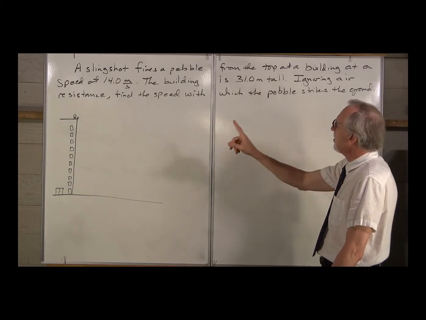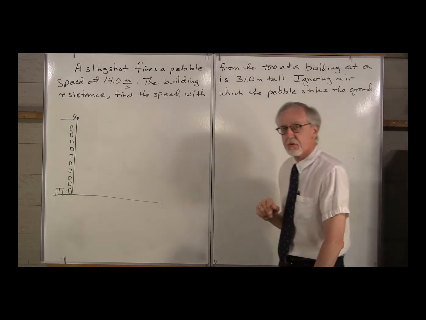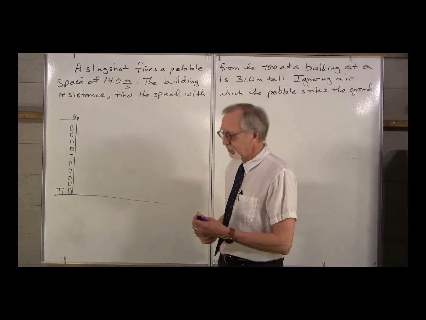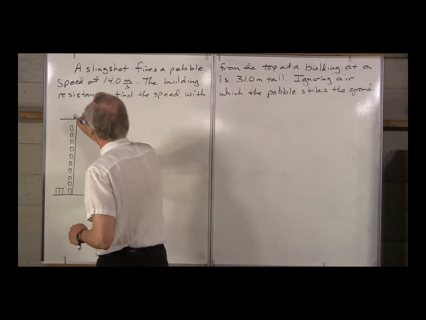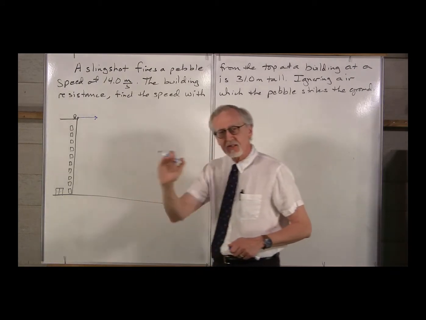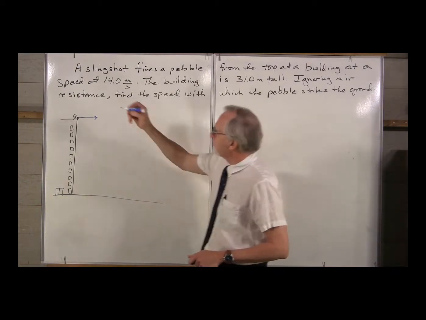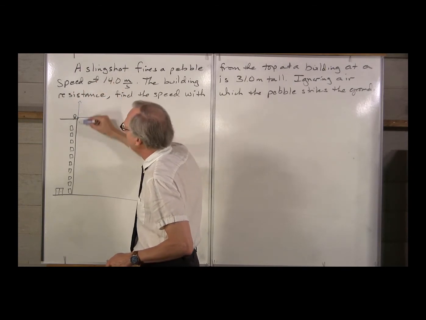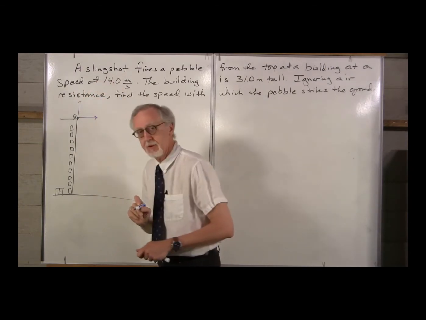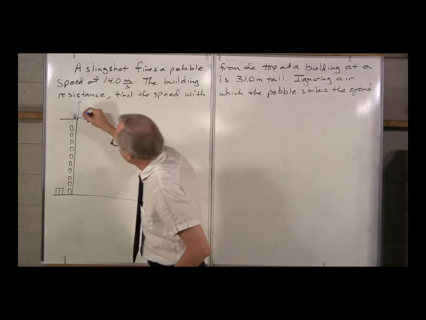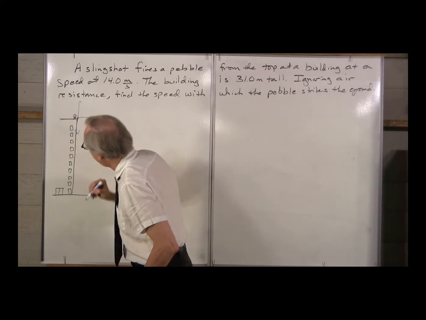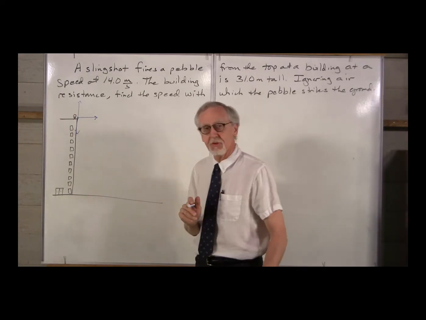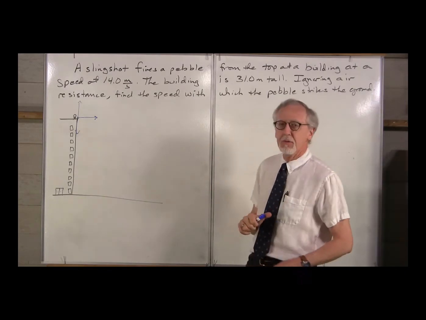Ignoring air resistance, find the speed with which the pebble strikes the ground, and I want to solve this for 3 different situations. First, the pebble is fired horizontally right off the building. Second, the pebble is fired straight up and then just barely misses the building so that it can come down. And then the third way is the pebble is fired straight down from the top, right down the side of the building, straight down to the ground. I want to solve this problem each of those ways.